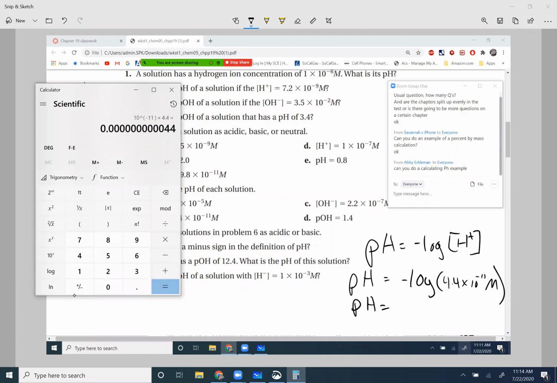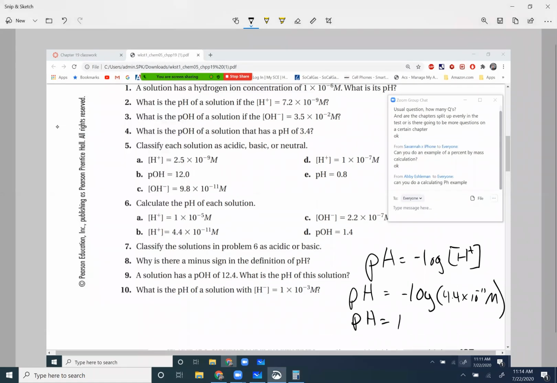And so there's a number that should look like 10 to the negative 11th. And then we hit log, and then we hit negative. Now, you'll notice, remember, pH is powers of hydrogen. So this is 10 to the negative 11th. And that means we have somewhere between 10 and 11 powers of hydrogen. And so if the answer comes out to 10.35 or 10.4, however you want to round that, then you know you did it right. If you get like 500, then that's not going to be the right answer.